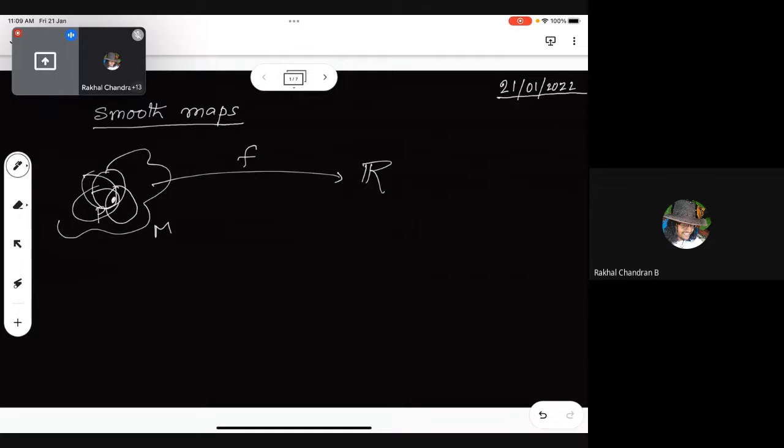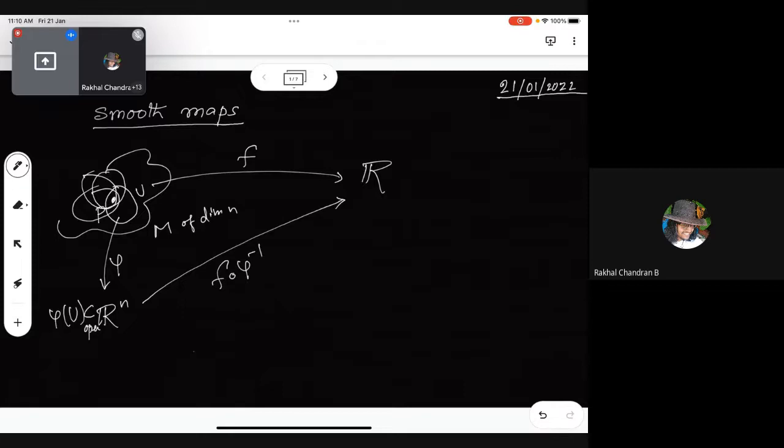Since M is a manifold, it has an atlas, or a differentiable structure. So you take an atlas in the differentiable structure and consider this. Let's say this is U, and this is phi. If M is of dimension n, phi goes to some open subset of Rn. So this is phi of U, which is open in Rn. Now this is the map you should be looking at, F composed with phi inverse.